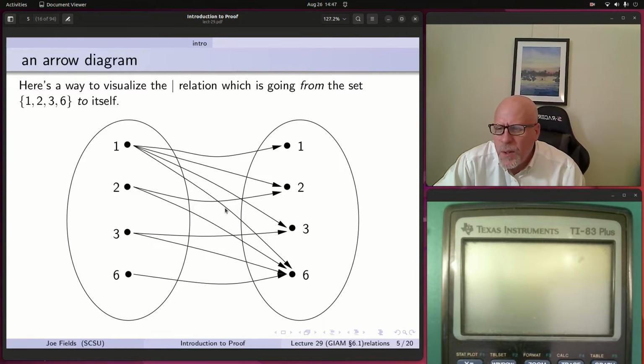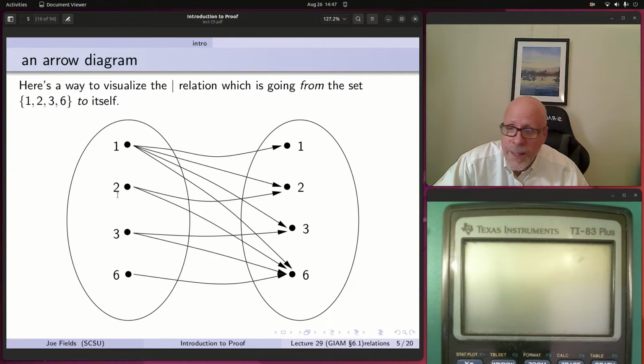Well, there's a couple of things that are interesting. Notice how 1 has arrows that leave it and head to every other number. That's a visual representation of the fact that 1 divides everything. 1 divides everything in the set. The fact that 6 just has a single arrow going from it to itself, that's a visual representation of nobody else divides 6 but 6 in this collection of things.